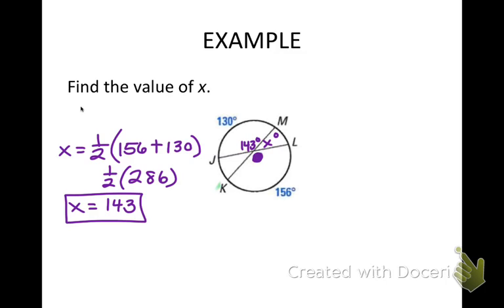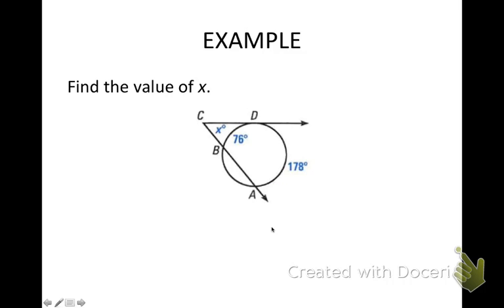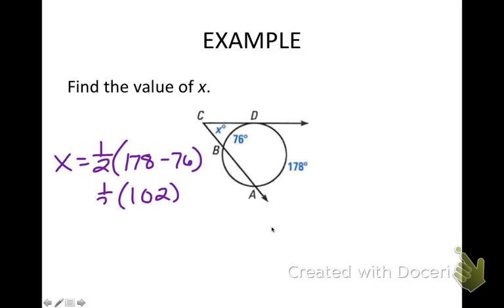Example 2, inside or outside? Outside, add or subtract? Subtract. What 2 intercepted arcs are you going to subtract? 178 and 76. Good. So X is equal to 1/2 of 178 minus 76, which is 102. What's half of 102? 51. Good.